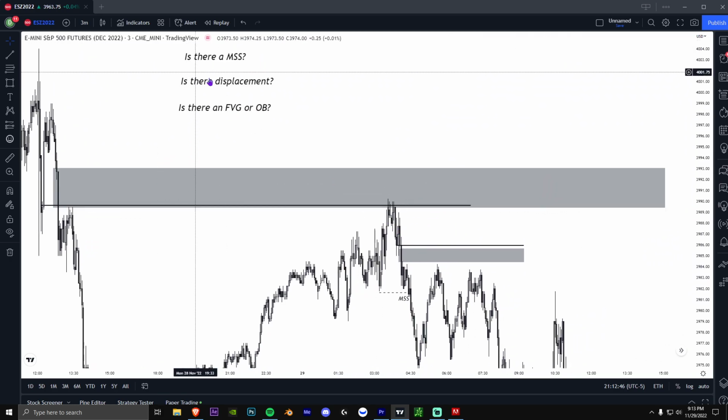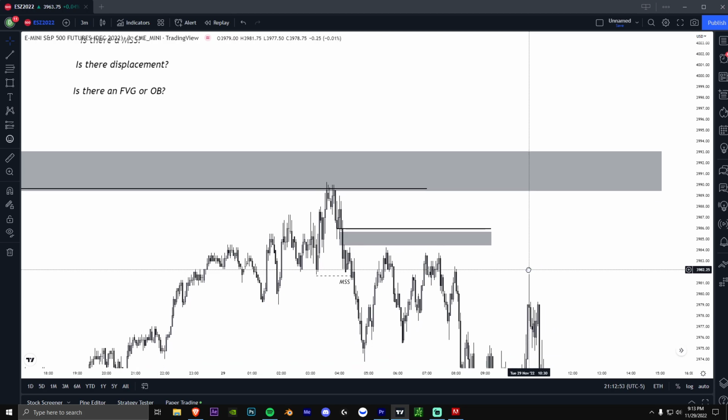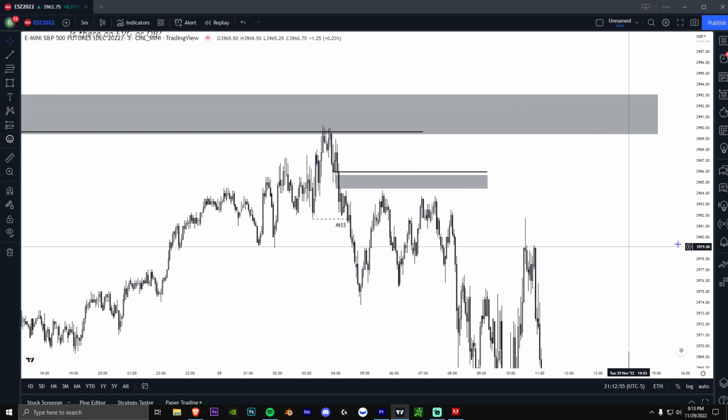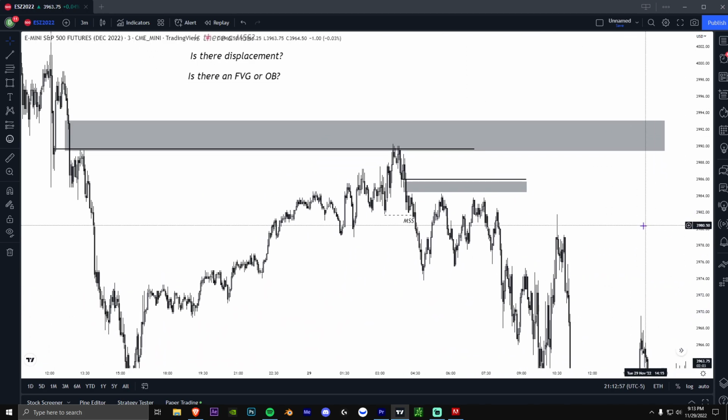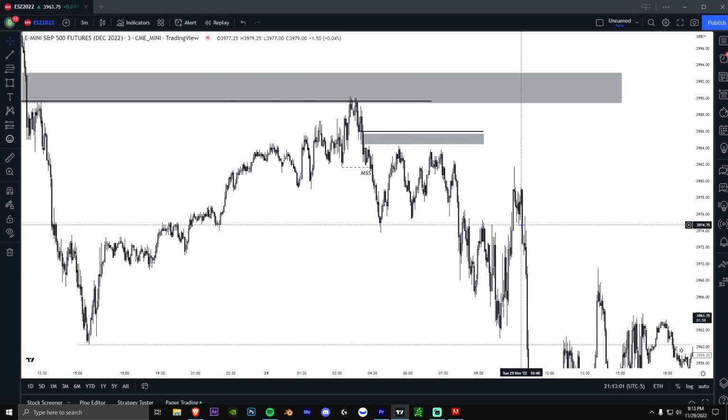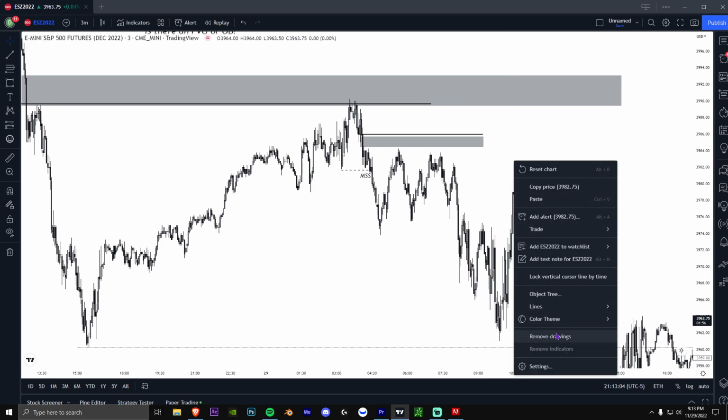So is there a market structure shift in this? Yes. Is there displacement? Yes. Is there a fair value gap or clean fair value or an order block? Yes, there is, but we never got the entry. So now you keep that in mind. The bias has not changed, okay? You still are targeting this, so you can just look for the same setup, okay?